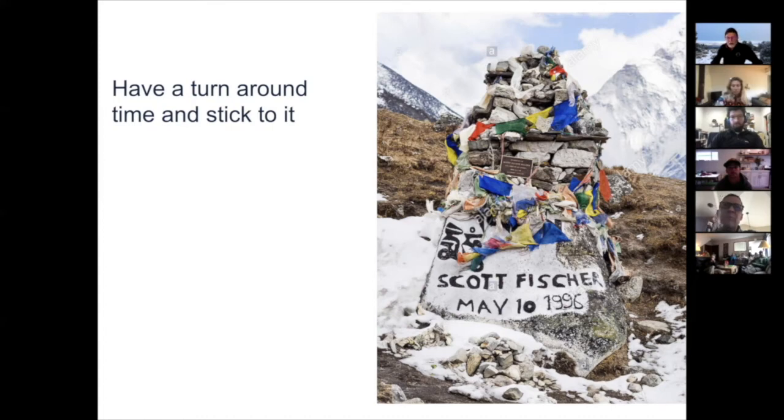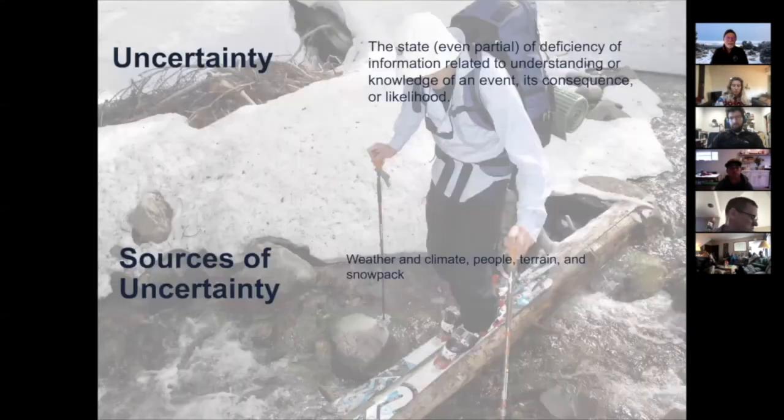So if we're going to make a turnaround time, stick to it. In the spring, we've decided we want to be skiing down at 10 o'clock to get the good snow. It's 10:30. We should be asking ourselves, why haven't we turned around yet? Why are we keeping going? We're going to probably miss out on the good snow anyway. The bottom's going to drop out of it. It's going to be unpleasant skiing. So have your time and stick to it.